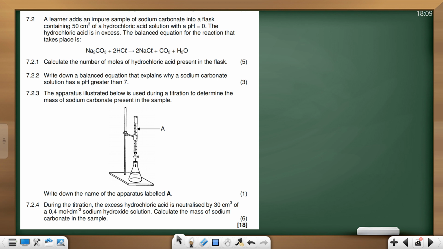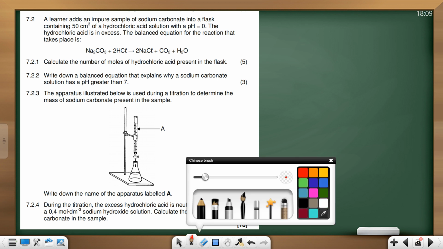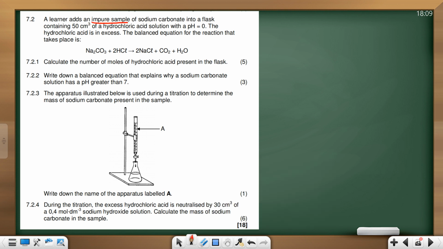The hydrochloric acid is in excess. Take note of that statement. The first thing is that it is impure. Second thing, pH of 0. And the hydrochloric acid is in excess. The balanced equation for the reaction is given as that.